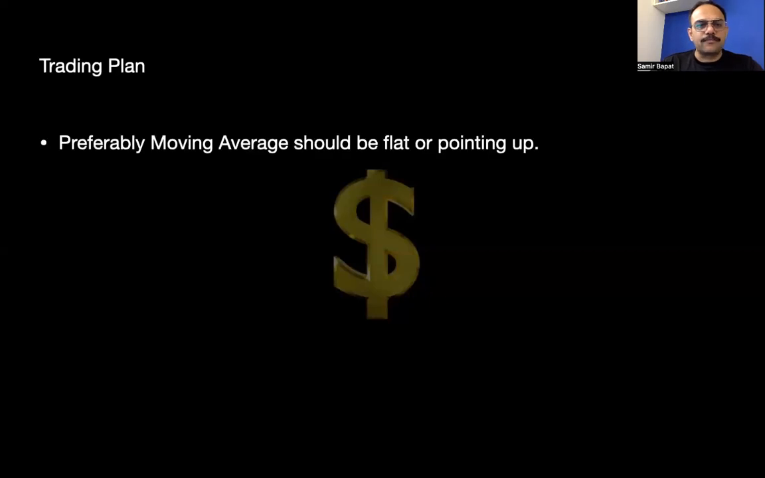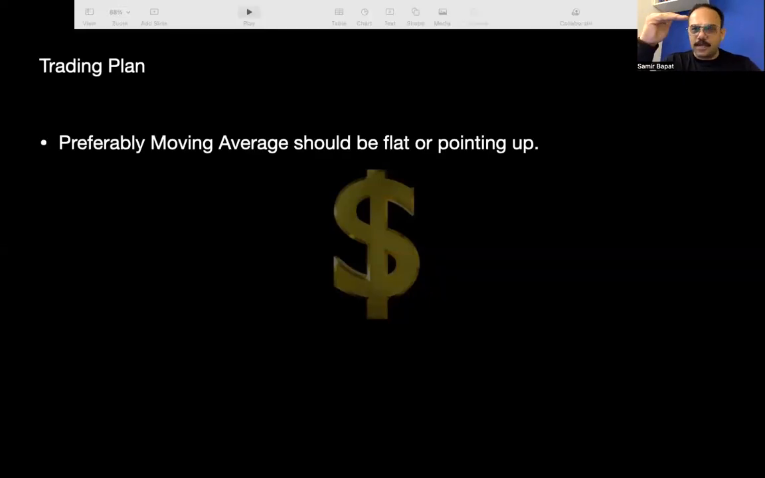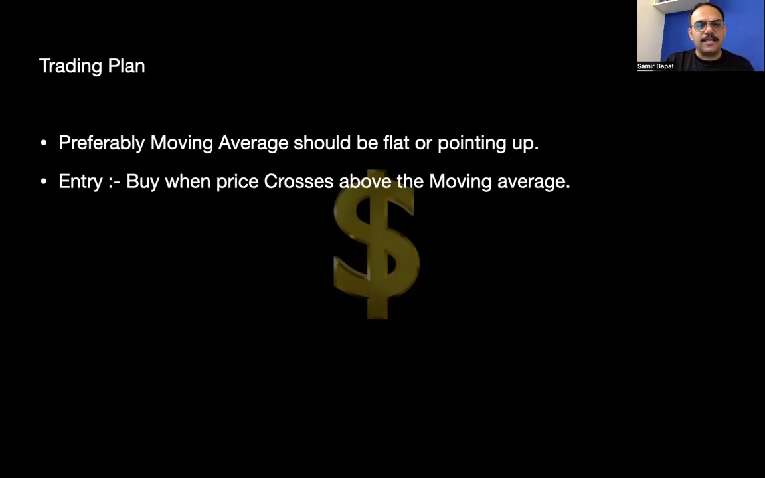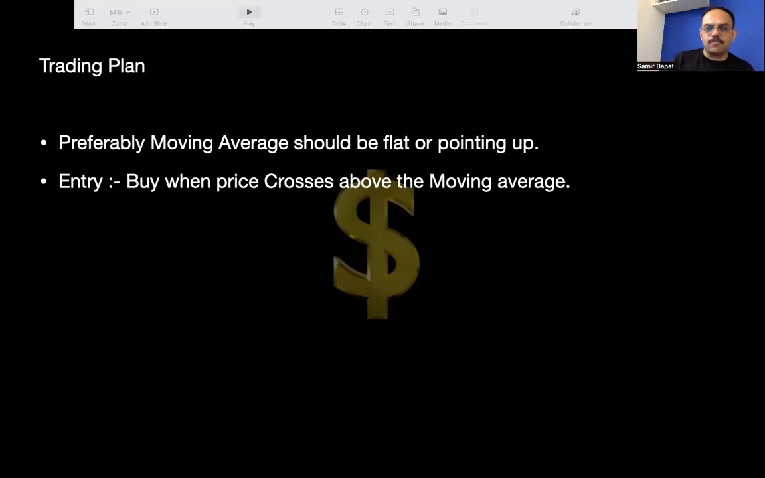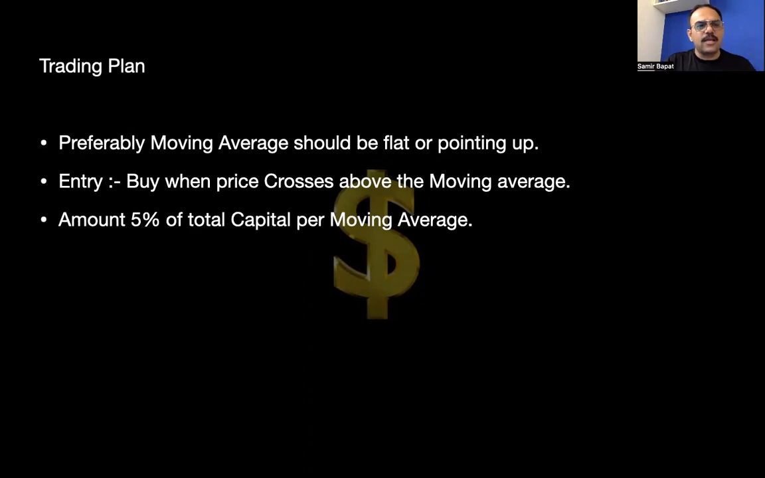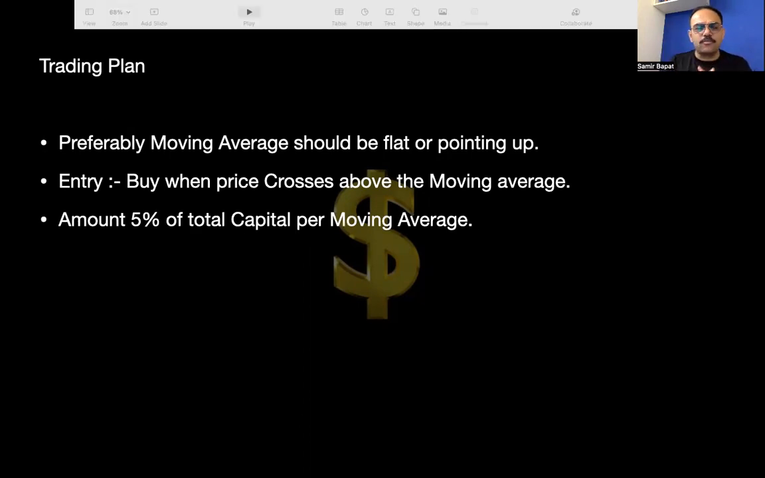Now the trading plan. First of all, I'll take you through the trading plan theoretically, and then I'll show you the practical side of it also. So preferably the moving average should be flat or pointing up. Entry: buy when price crosses above the moving average. When it is crossing above the moving average, how much capital should you put? 5% of your entire capital. If 10 lakh is your capital, then 50,000 you have to put, not more than that.